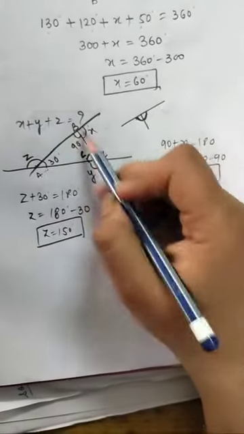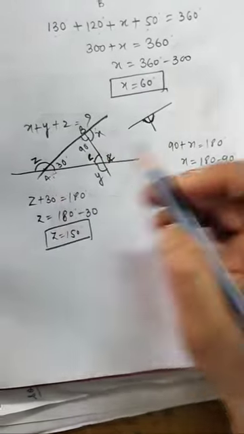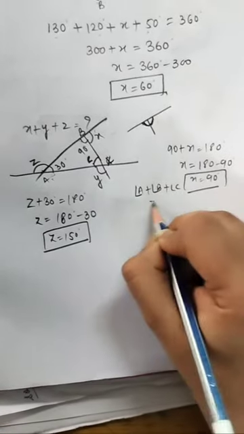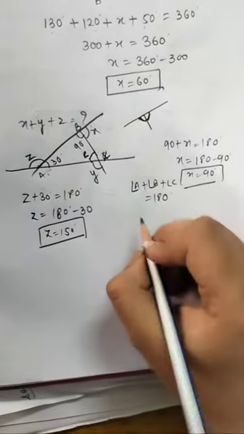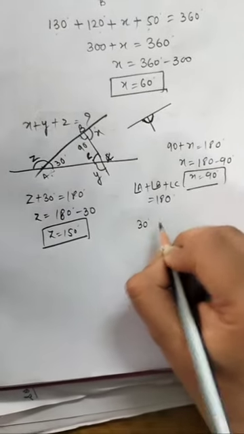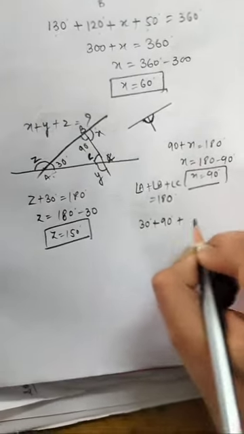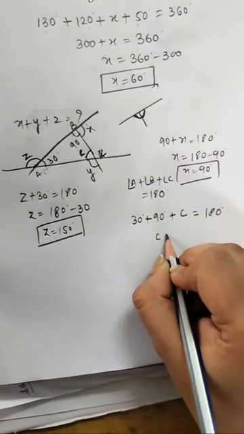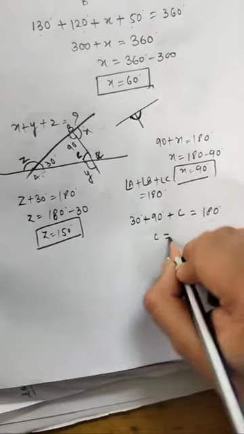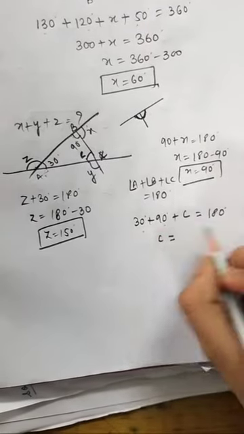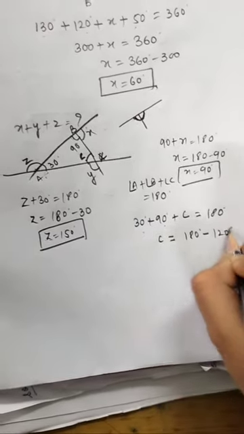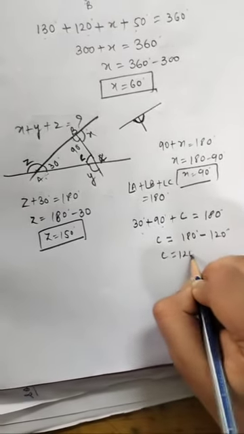So what is the angle sum of a triangle? That is 180 degree. That is, angle A plus angle B plus angle C is equal to 180 degree. Now we put the values. Angle A is 30 degree, B is 90 degree, and C we marked as C. So what value of C do we get? That is 180 minus 120 degree, so C is equal to 120 degree.